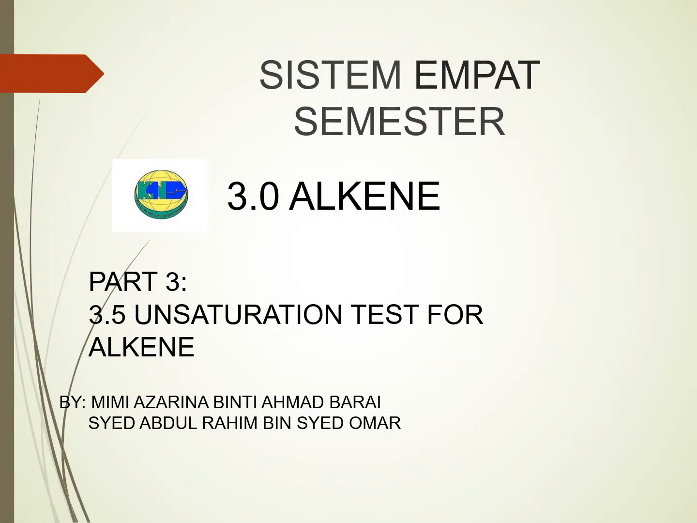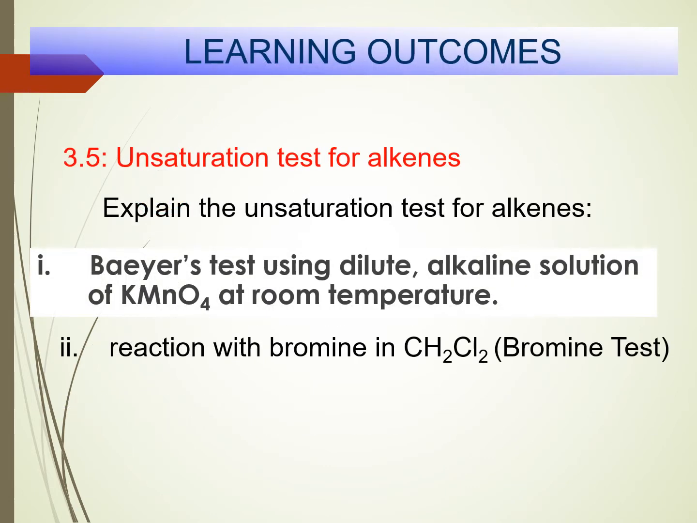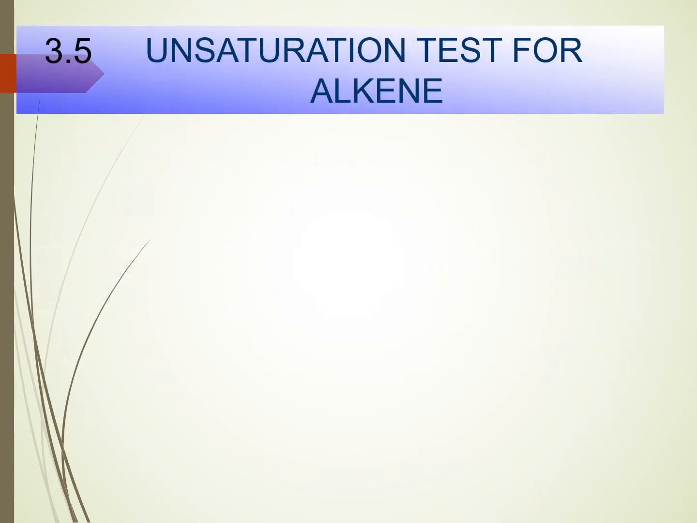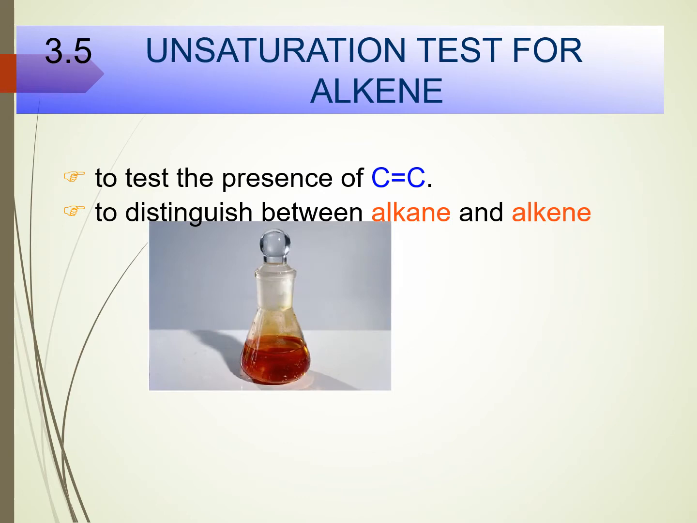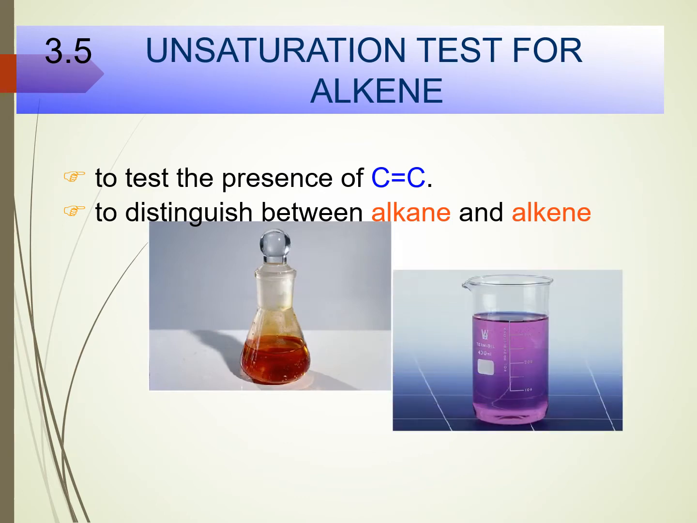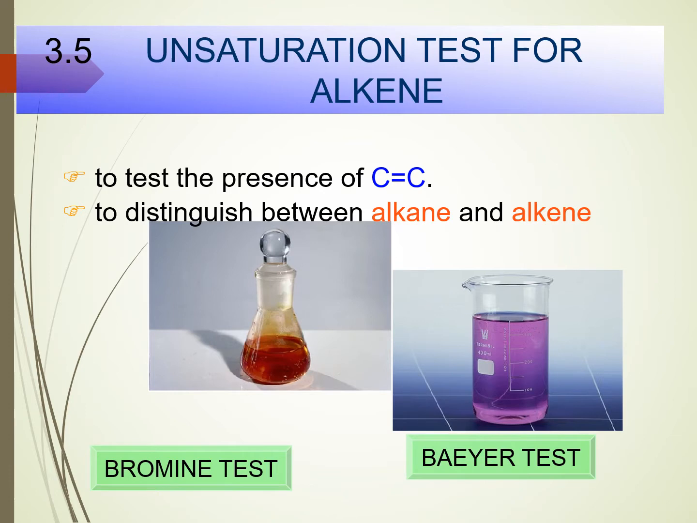In this video, we will cover the last part of alkene, which is the unsaturation test for alkene. The unsaturation test for alkene is used to detect the presence of a carbon-carbon double bond and also to distinguish between alkane and alkene. We have two tests for alkene. The first one is the bromine test and the second one is the Baeyer's test.